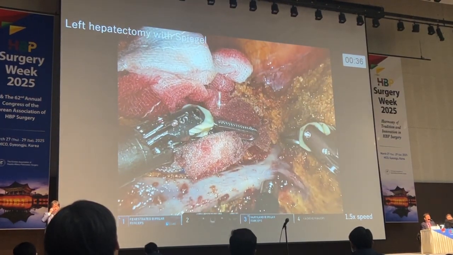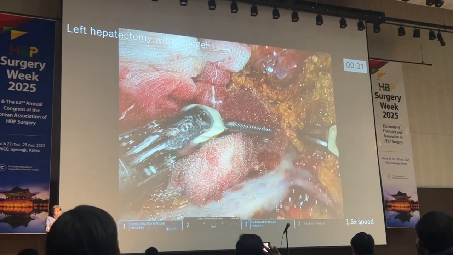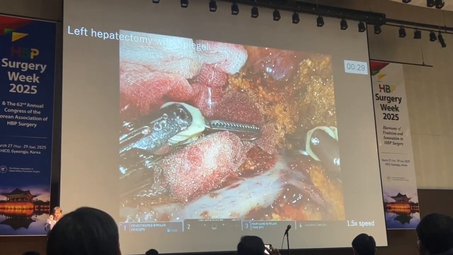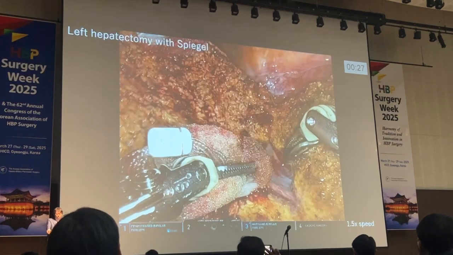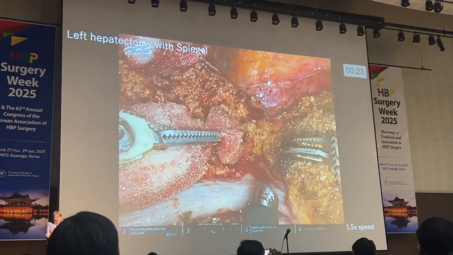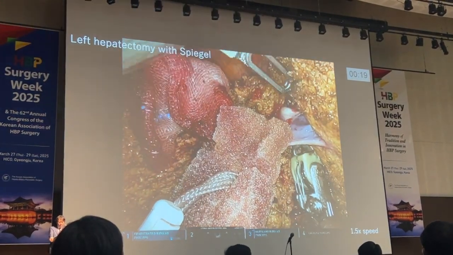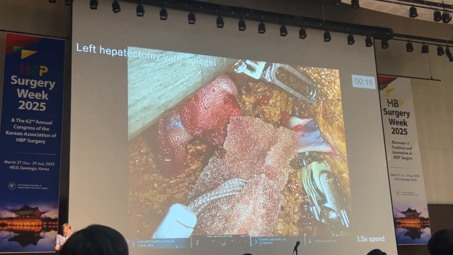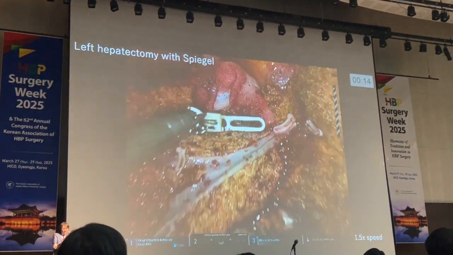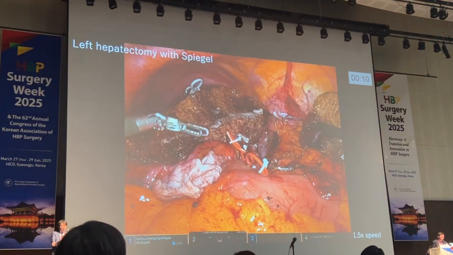So when contracting the parenchyma with bipolar, splash saline without the burnt tissue. So we can find the last branch and transecting. So after transecting this vein, the transection is complete after the stapling of the left hepatic vein.